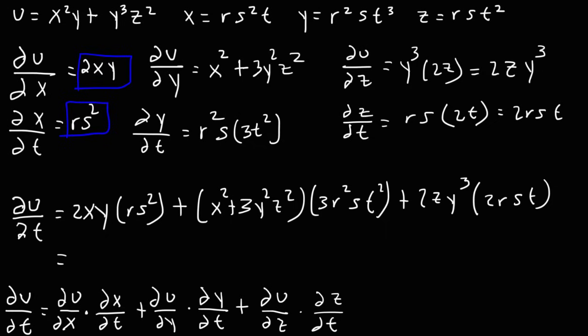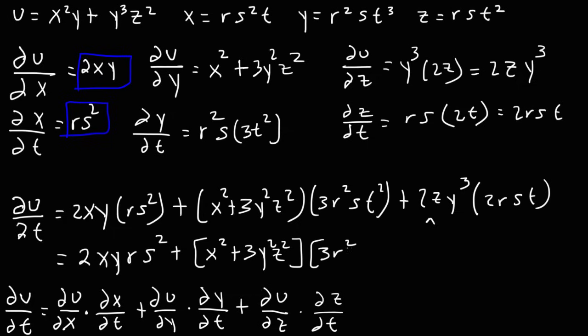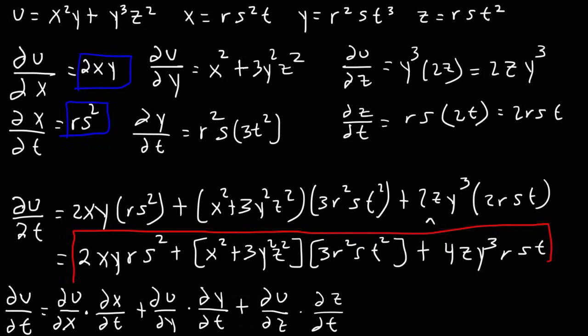So for the final answer, all we can do is just multiply 2 by 2 to get 4. So we can write the answer like this. It's 2xy rs squared, and then plus x squared plus 3y squared z squared times 3r squared s t squared. There's not much we can do here, so it's best to leave it the way it is. And then plus 4zy to the third rst. So that's the final answer for this problem. So now you know how to find partial derivatives with the chain rule.